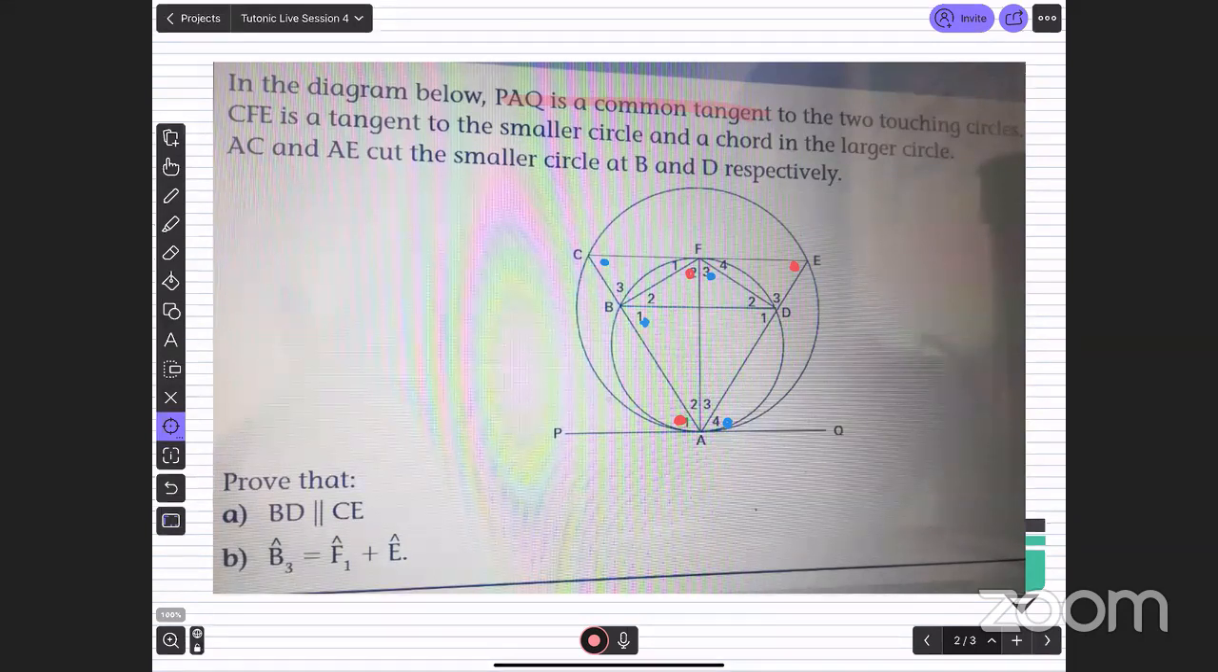Do you see that? Do you agree A4 equals F3? Yes. What is subtending F3? AD, right? Oh, okay, yeah. Doesn't B1 also subtended by AD?